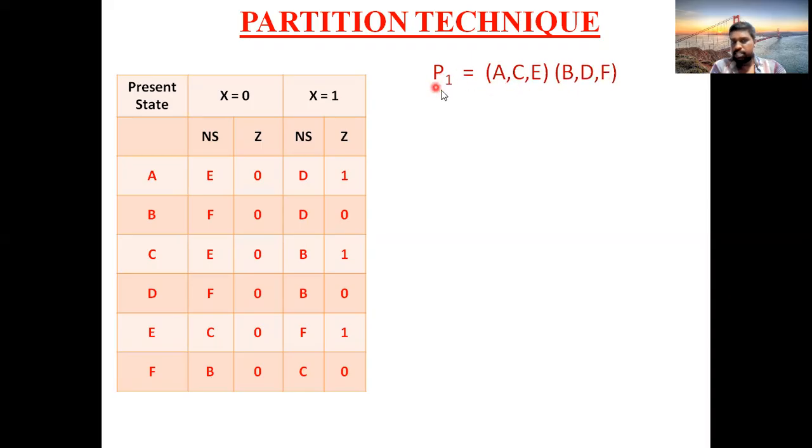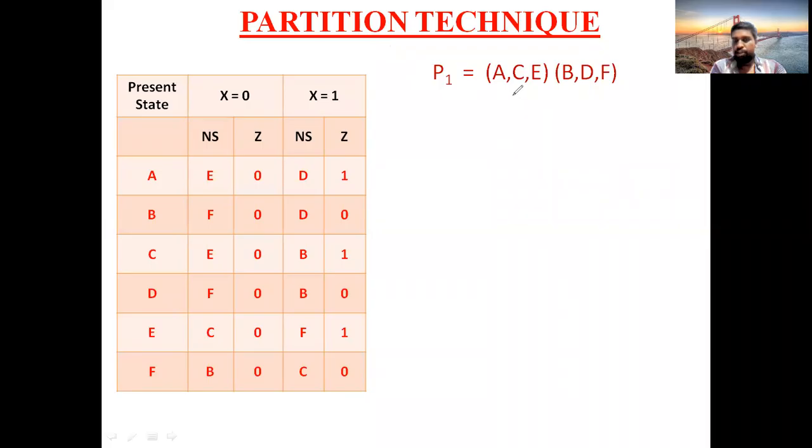Remember that the first partition of any state table in partition technique will be based upon the output conditions. Okay, A comma C comma E are generating the same output conditions for both input values. Likewise, B comma D comma F are generating the same output conditions for two different input values. Okay. Next, what about second condition?